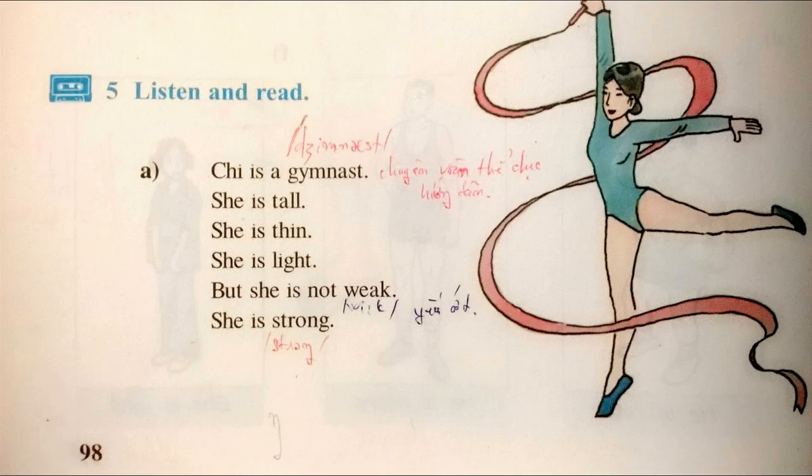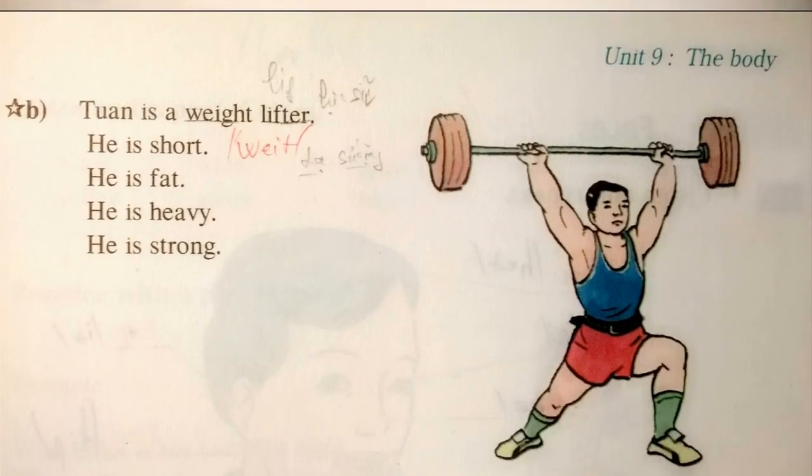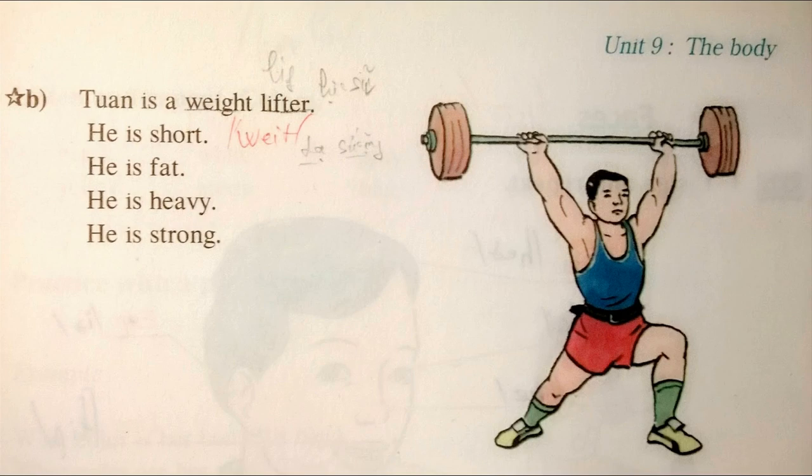5. Listen and read. A. Chi is a gymnast. She is tall. She is thin. She is light. But she is not weak. She is strong. B. Tuan is a weightlifter. He is short. He is fat. He is heavy. He is strong.